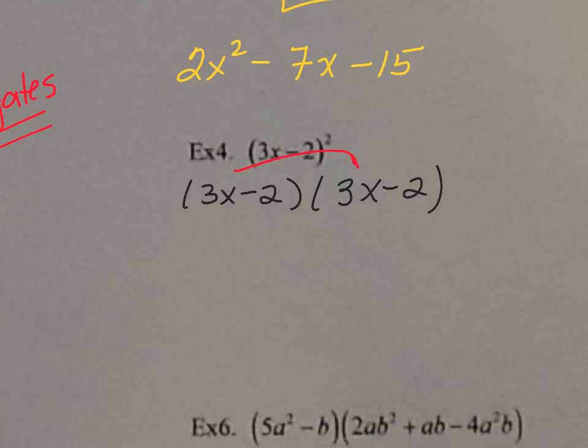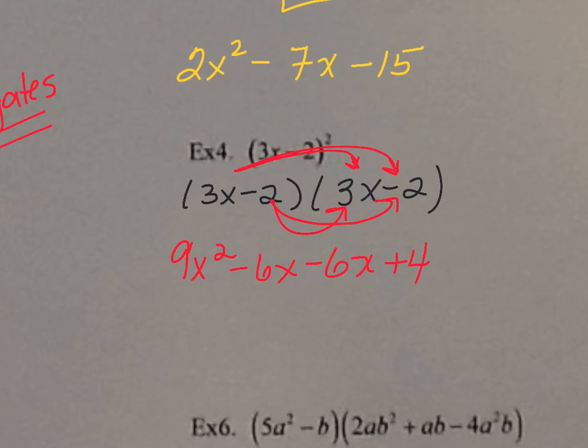So we have 3x times 3x is 9x squared. 3x times negative 2 is negative 6x. Negative 2 times 3x is negative 6x. Negative 2 times negative 2 is positive 4. And then again, in the middle, combine like terms, so we get 9x squared. Negative 6x minus 6x, that's negative 12x.